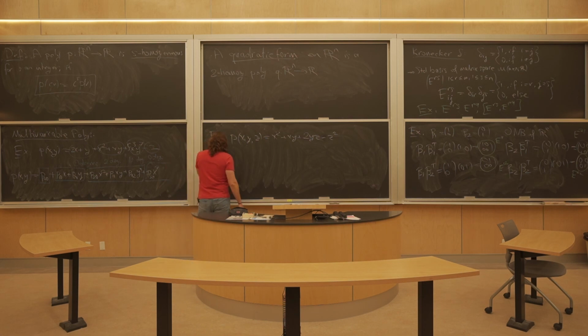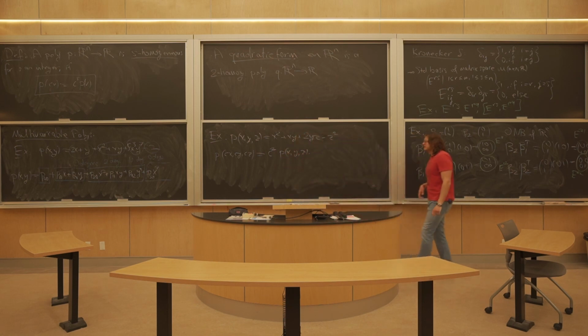And if I were to scale my vector by some constant, now from here I'm going to get c squared times x squared. From here I'm going to get cx times cy, so that's going to be c squared again. You see? If you keep going like this, you're going to realize that p of cx, cy, and cz equals c squared times this.